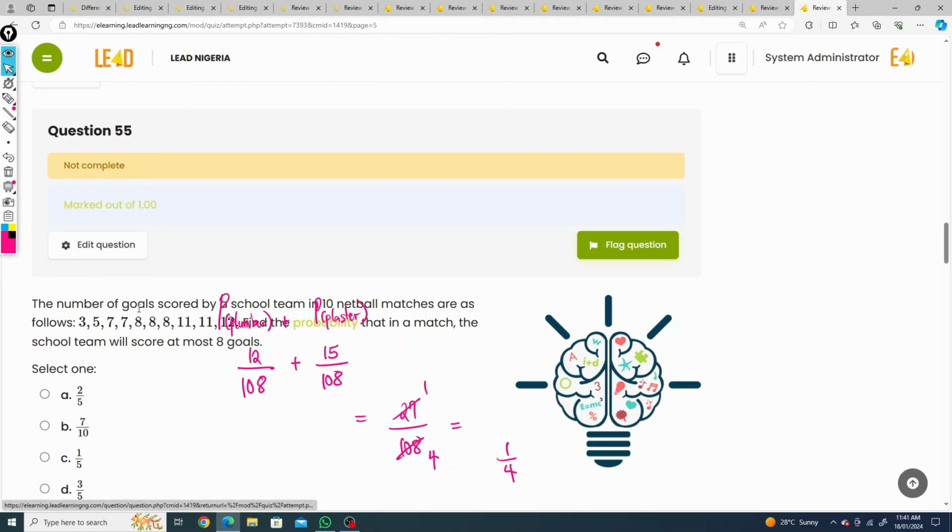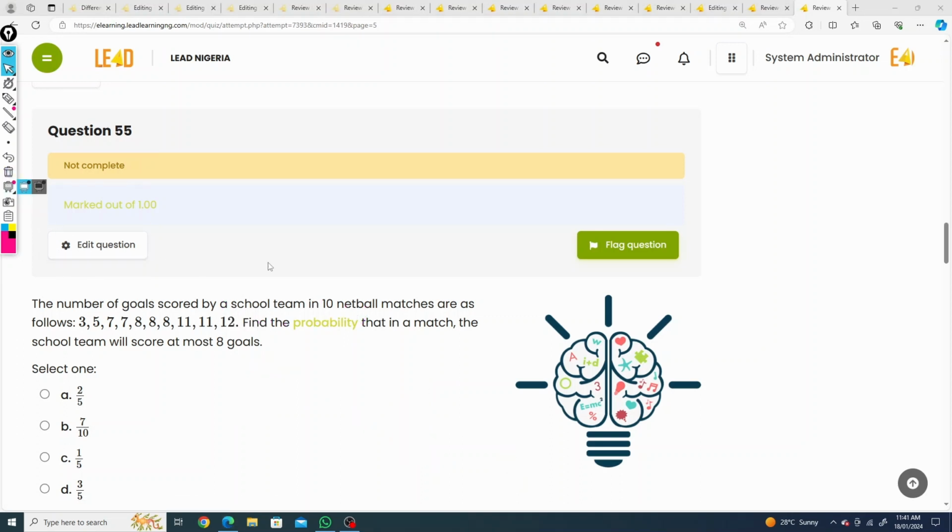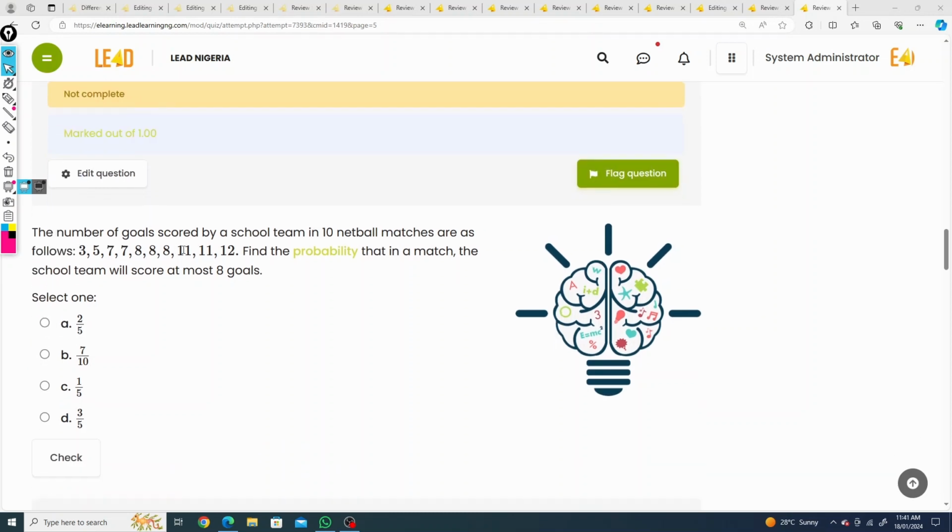All right, question 55. The number of goals scored by a school team in 10 netball matches is as follows. Find the probability that in a match, the school team will score at most 8 goals. At most 8 goals. That's 8 goals and below, right?